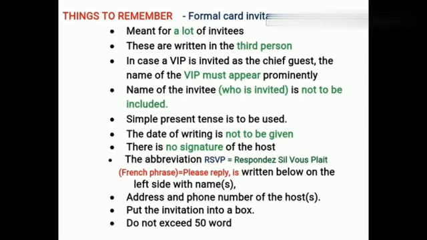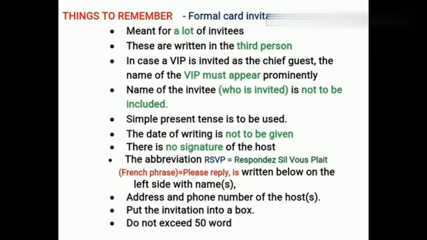Next point is, the name of the invitee is not to be included. The person who is invited, like from an institution, parents are called during annual function and annual sports day. At that time we are not going to write each and every parent's name on the card. Next point is, simple present tense is to be used. It's obvious.